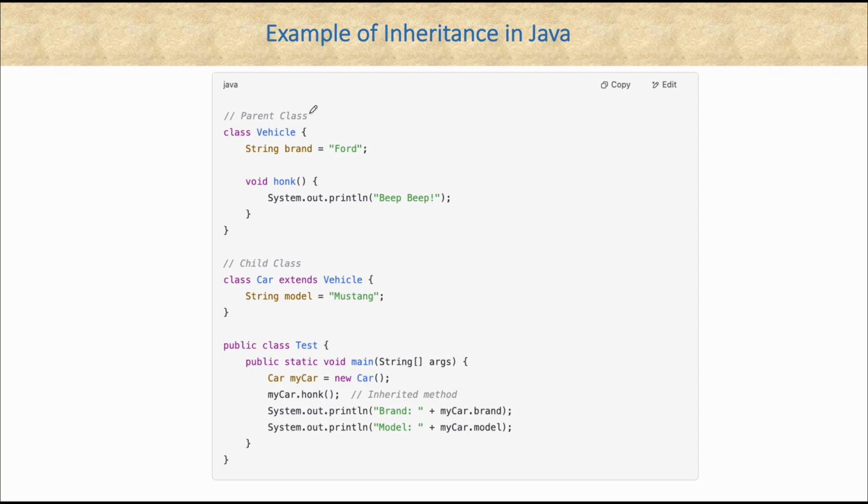Example of inheritance in Java. Look, here is the vehicle parent class. A vehicle can be a car, scooty, motorbike, truck, anything that has a common feature called honk. And there is a car class which will inherit all the properties of vehicle. This is how inheritance is achieved in Java.